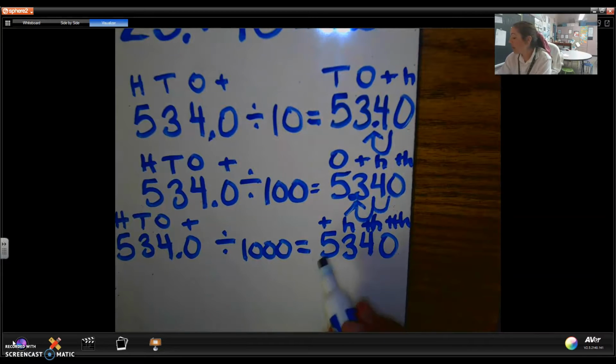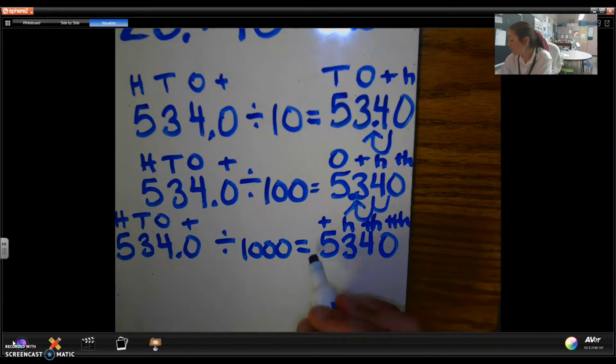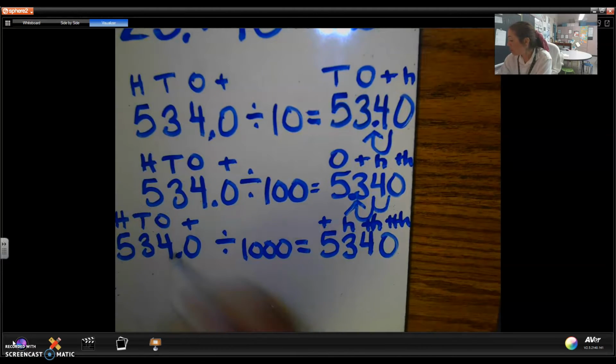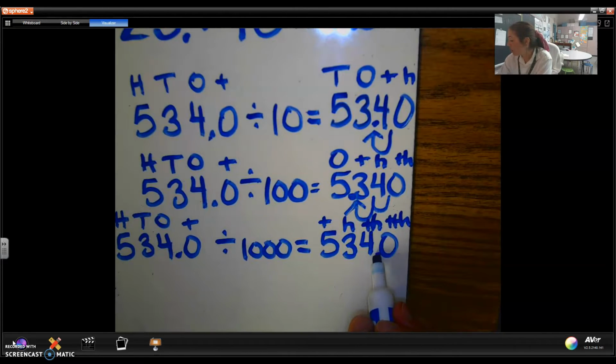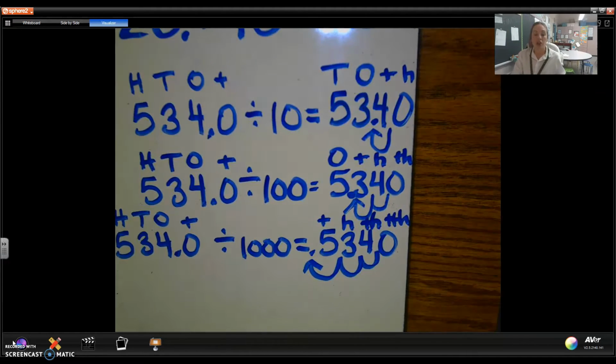So now we have to figure out how we can show that this number is 534 thousandths. Well, my decimal started between the 4 and the 0, and it's going to move 3 times, ending up placed on the left side of the 5.